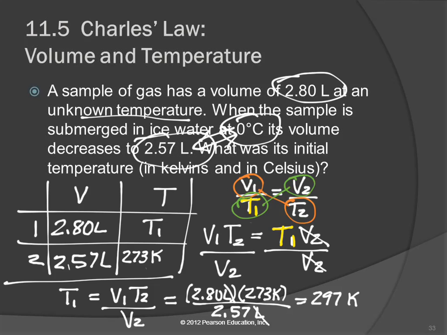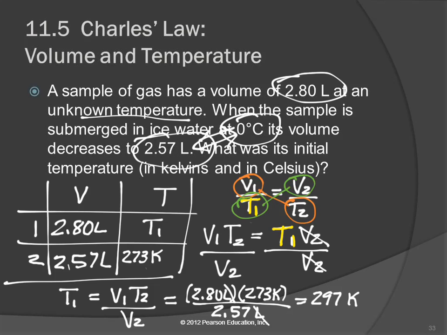And let's ask ourselves if this is making sense. So the sample had this volume at an unknown temperature. It was submerged in ice water. The volume decreased. Are we expecting the original temperature to be higher or lower than 273? Higher, right? Because it was warm and it got put in ice water. This is higher, and so that's a good sign. Because the common error is to get something upside down, and then it ends up going in the wrong direction. If you end up with your T1 smaller than your T2, something went screwy.